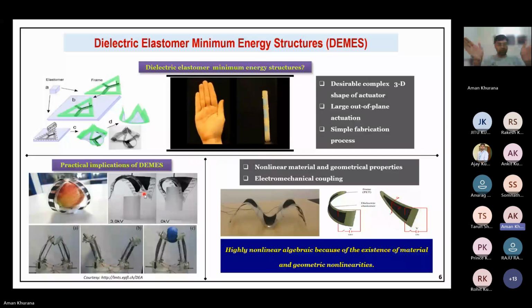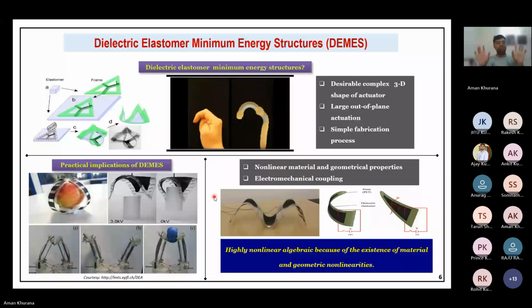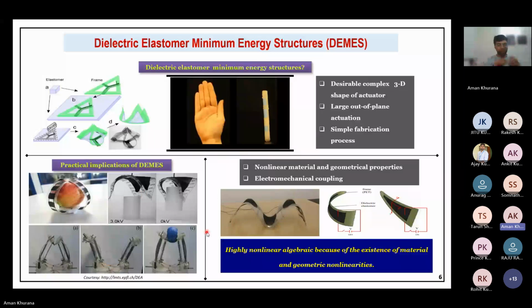So in a similar way, we can have the flapping wing, in which when you are not applying the voltage, it stays at a particular configuration. When you apply the voltage and you're applying a cyclic loading, it will keep on actuating. So this is the way we can implement the dielectric elastomer in the minimum energy structure. And I will show you today that this DEMES can be implemented very actively in different soft robotics applications.